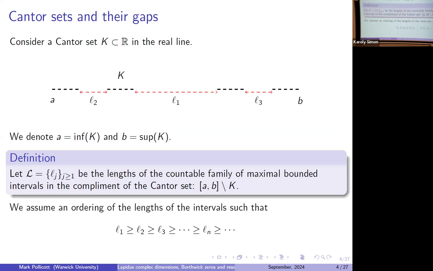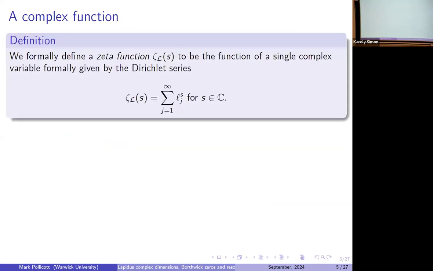Here's a Cantor set, all these black bits of the Cantor set. The intervals are the red dotted lines, and it's their lengths, which are going to get smaller and smaller and smaller, which we're interested in encoding somehow to give us some sort of information. So far, it's very easy. And the way we encode it is we introduce a complex variable.